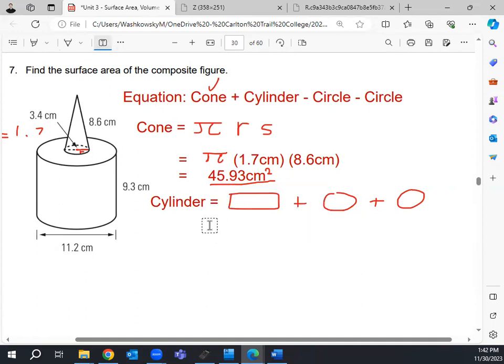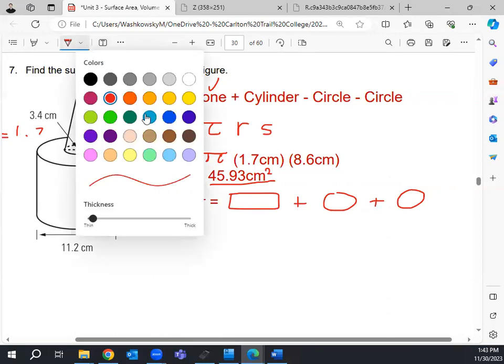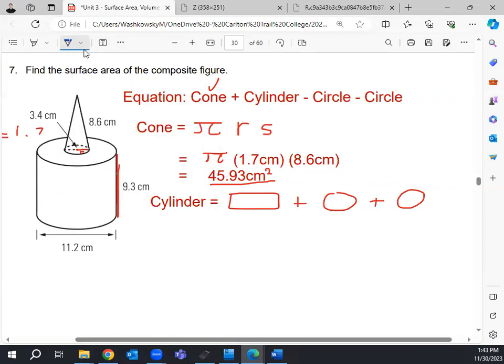So what do I need to figure out the rectangle? I need the length times the width. I have one of those. But I also need the width of it, which is this little blue line here. You remember what this is called, this blue line? This is the circumference. I need to find the circumference of this. That is what I need to plug in.